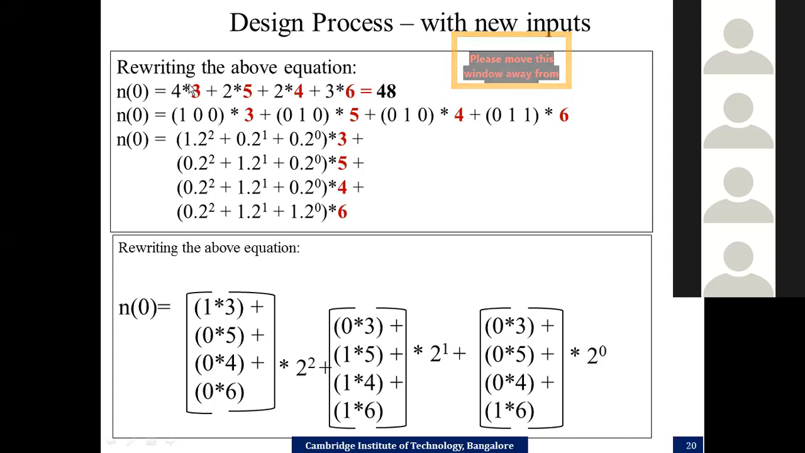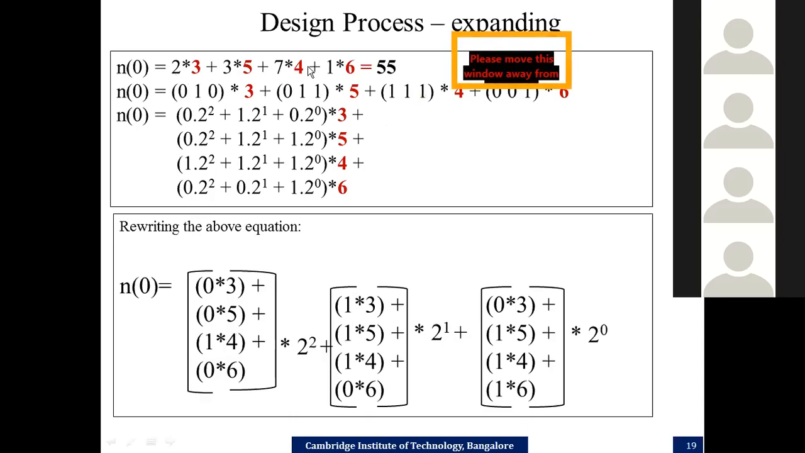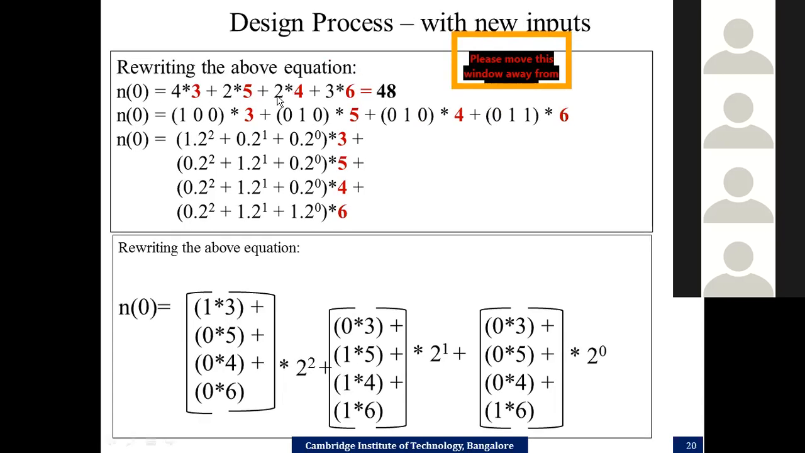This is for another example: 4 into 3, 2 into 5, 2 into 4, 3 into 6. Suppose your input changes, but the weights remain the same. 3, 5, 4, 6 will remain the same. In the previous case, the inputs were 2, 3, 7, 1, but now they are 4, 2, 2, 3, because inputs keep changing to the network. The weights 3, 5, 4, 6 remain the same. Again, I have reduced that in terms of binary weights, and rearranged all this vertically like this.